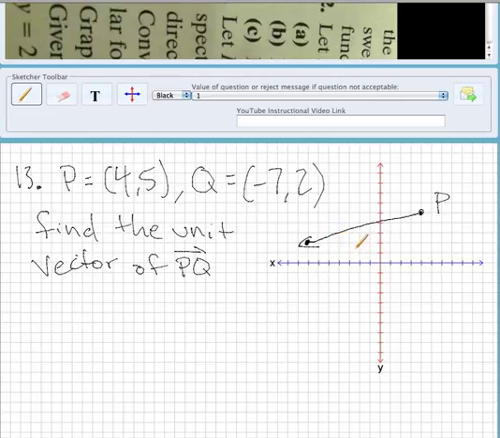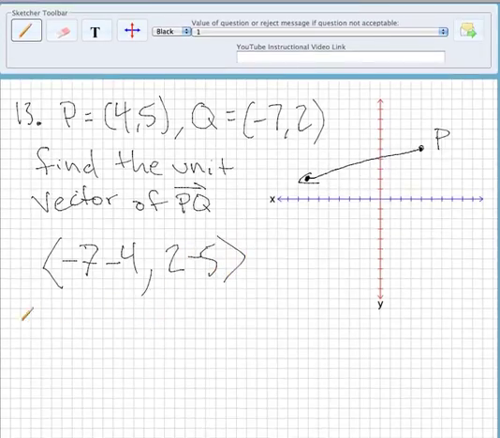To do that, to change this into a vector, we're actually going to count the spaces we go over, or we can just subtract P from Q. So that's what I'm going to do. To get the x coordinate, I'm going to subtract 4 from negative 7. So it's going to be negative 7 minus 4. And then I'm going to subtract 5 from 2, and then the y is going to be that.